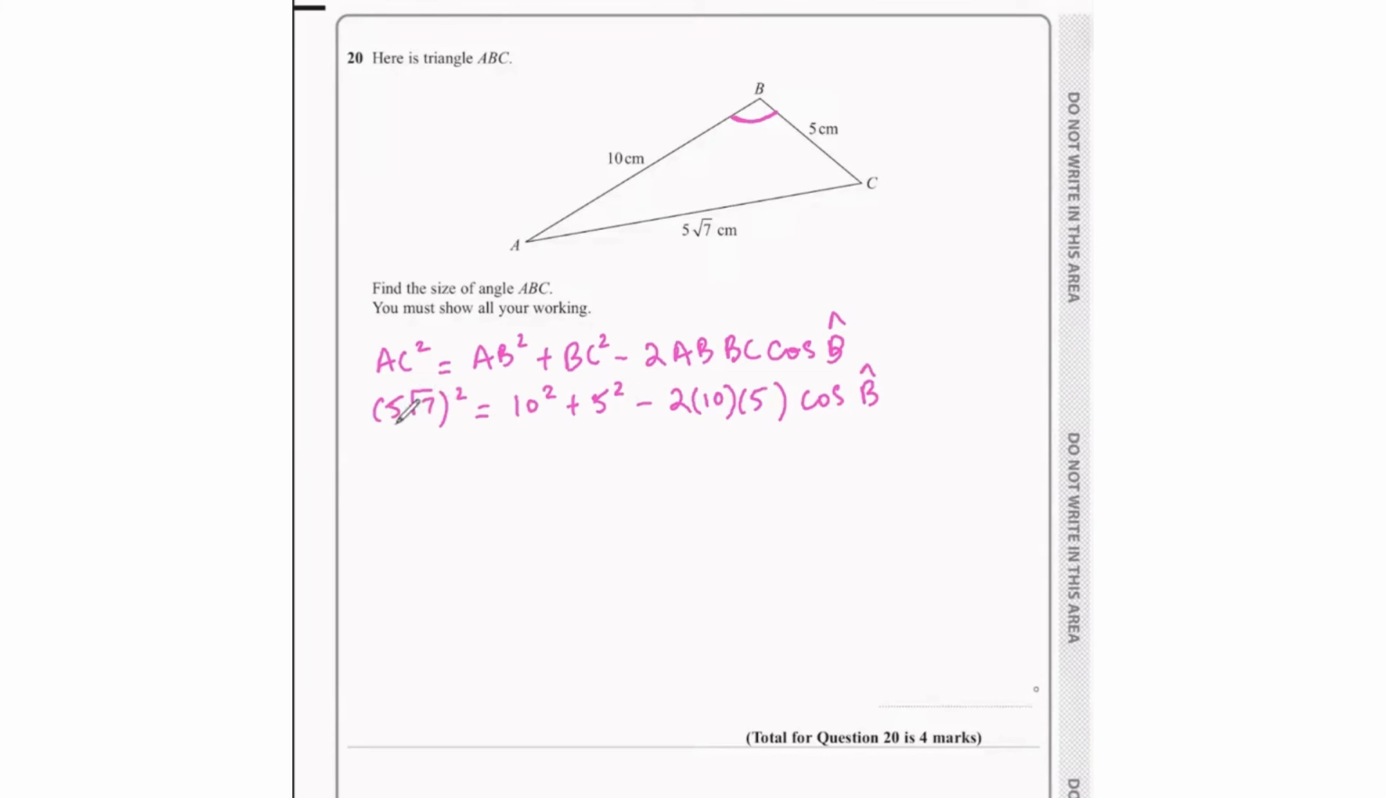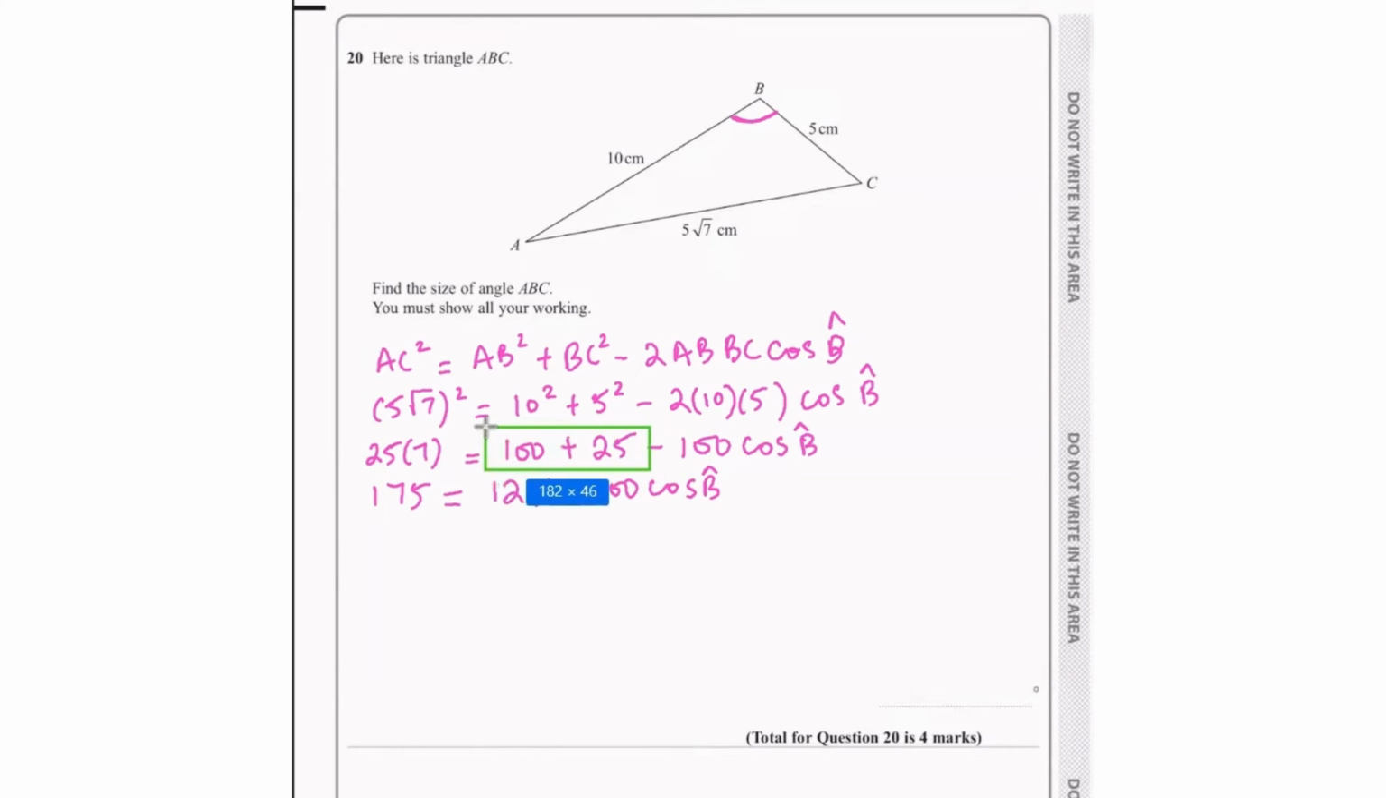5 root 7 whole squared is going to be 25 times 7, because 5 gets squared and the square of a square root is the number itself. 10 squared is 100 because 10 times 10 is 100. 5 times 5 is 25. 2 times 10 times 5 is 100 as well. So 25 times 7 is going to be 175. That's 125 minus 100 cos of angle B.